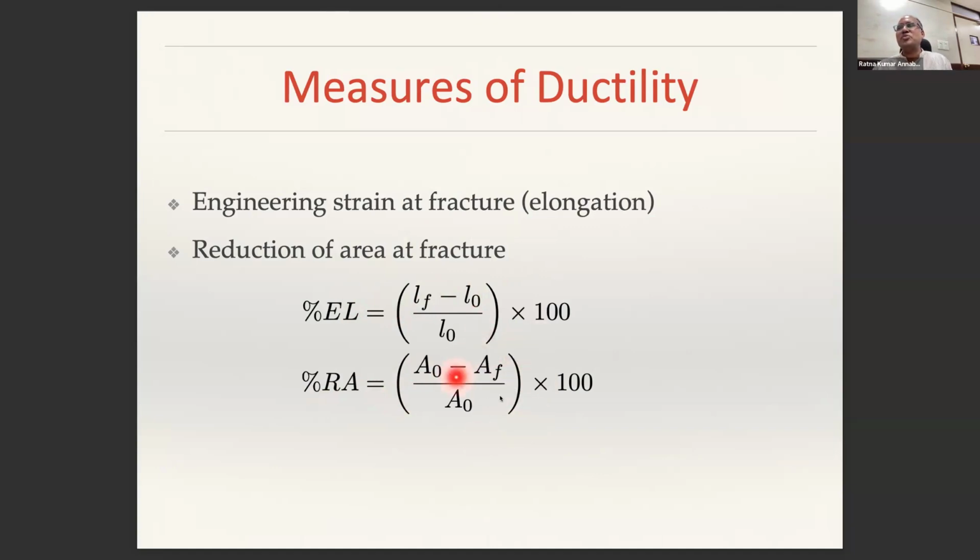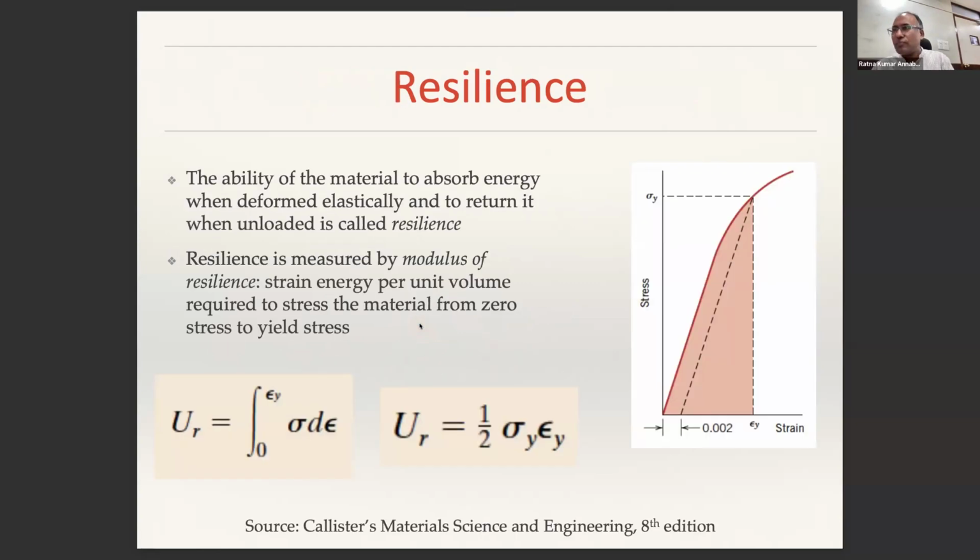AF is after the specimen is broken, you can actually measure the cross sectional area. These are the measures of ductility. If you have large values of these numbers, that means you have more ductility in the material. Right? There is another property called resilience.